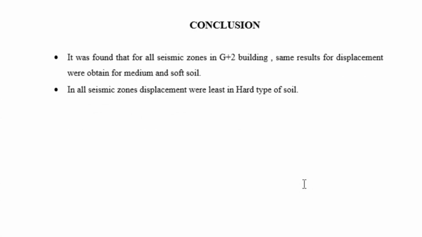And the conclusion is it was found that for all seismic zones in G+2 building, the same results for displacement were obtained for medium and soft soil. And second conclusion, I came to know that in all seismic zones, displacement was least in hard type of soil.